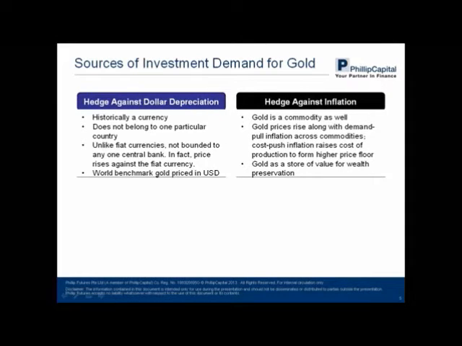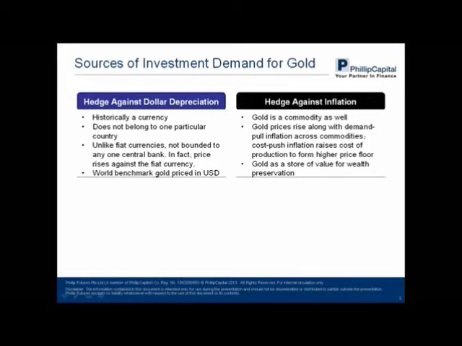Second, gold is also used to hedge against inflation, and this comes from gold's unique characteristic of being both a commodity as well as a currency. There are two major types of inflation: demand pull inflation and cost push inflation. In a nutshell, when price of goods in the economy rise in general due to higher demand, gold price rises along with other commodities. This is demand pull inflation.